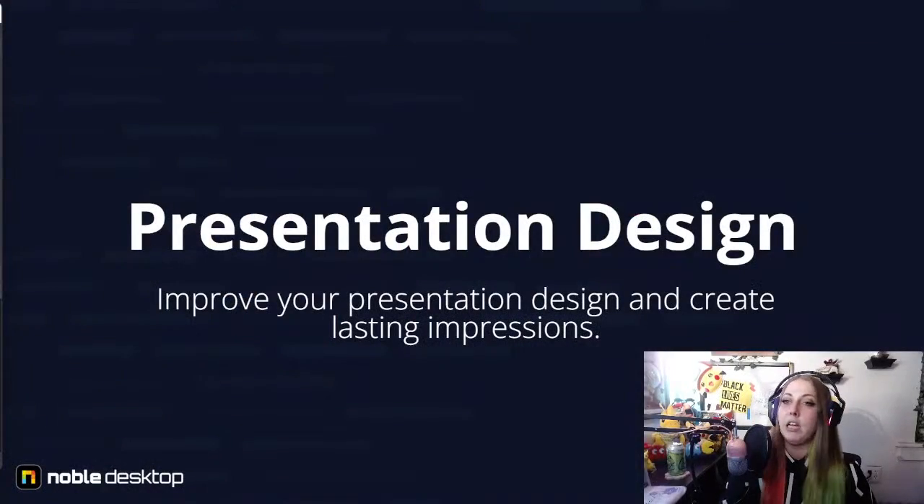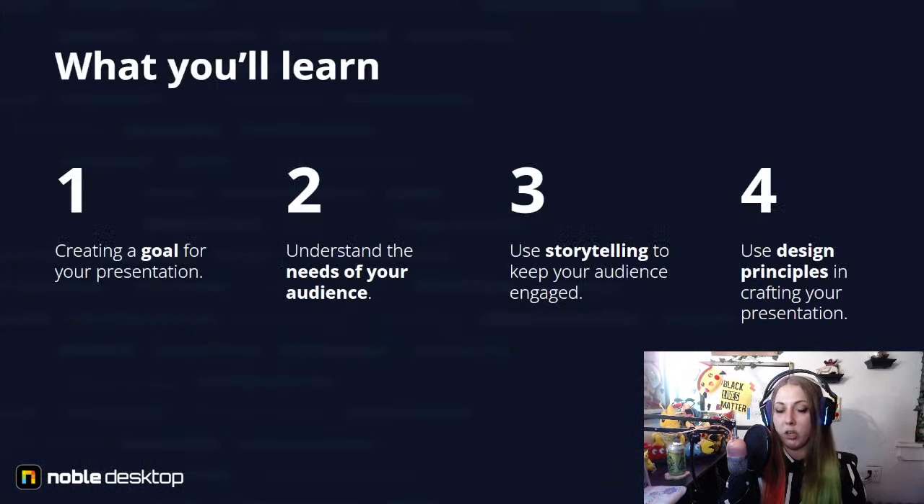So we're going to go ahead and get started by taking a look at what we're going to cover today. The four main things that we're going to be looking at are: number one, creating a goal for your presentation. Number two, understanding the needs of your audience. Number three, using storytelling to keep your audience engaged. And last but not least, using those design principles that you've probably heard of before in crafting that presentation. So these are four fundamental steps that you can use to improve your overall presentation.